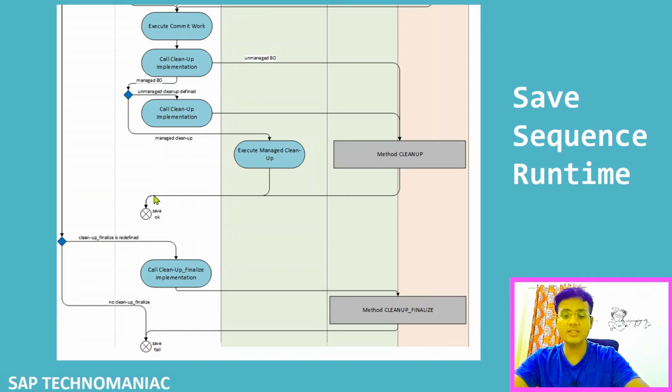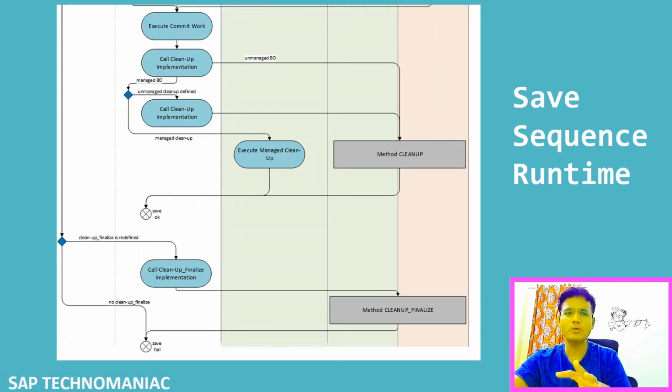So that is the reason we have one method called check_before_save. In the unmanaged scenario we have to make sure everything is okay in that method. In the managed scenario it will be done by the framework. And if the save failed, then the same iteration goes again and again. So this is how the save sequence works.